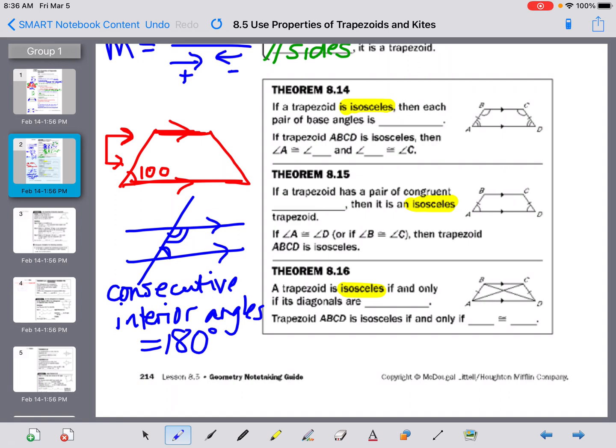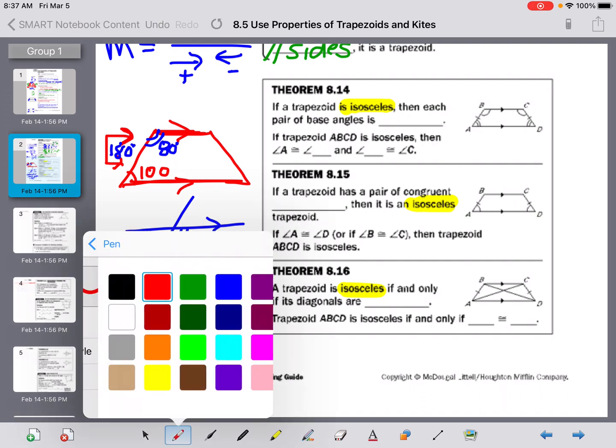So one of the key things I do want you to know, and this is true for every trapezoid no matter what, in between the two parallel lines, you end up with consecutive interior angles. So the two together will add up to 180 every time between the two that touch different parallel lines but touch the same leg. So if this is 100 down here, this is 80, okay? So kind of going along, I'm just making up numbers for you.